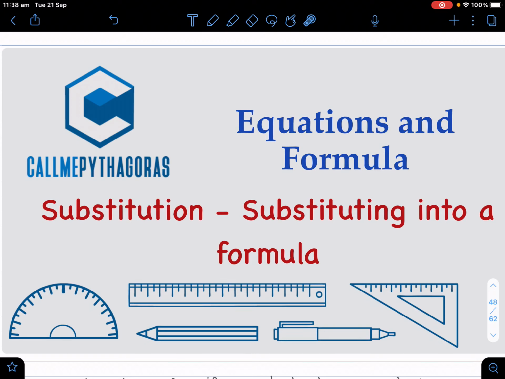Hey guys, so today we're going to be looking at substitution, as we substitute things into a formula as part of equations and formulas and also algebra.